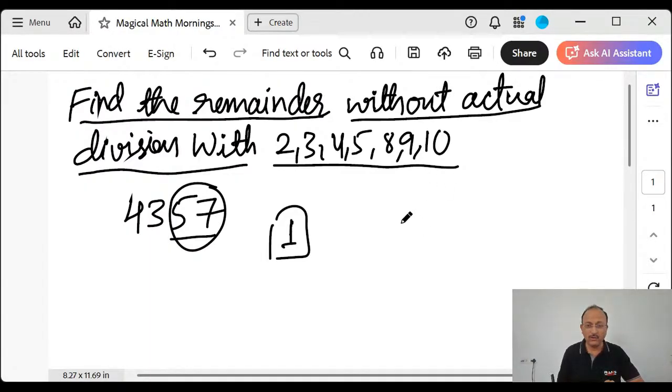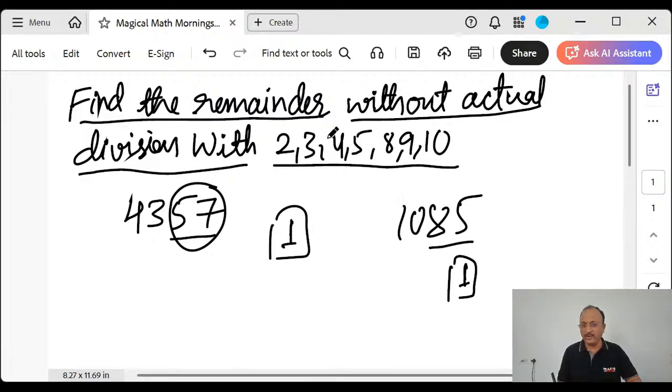Okay, suppose you have 1085. What you will do? Last two digits you will divide by 4. 4 2s are 8. 4 1s are 4. What is left out? 1 is the remainder. Understood? Normally when you divide by 4, you will get the remainder either 1, 2 or 3. Correct? If it is not divisible.